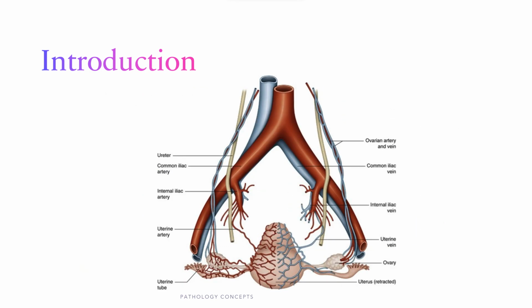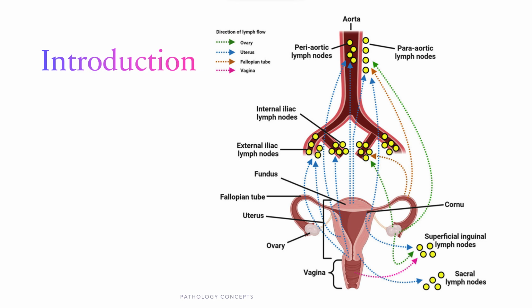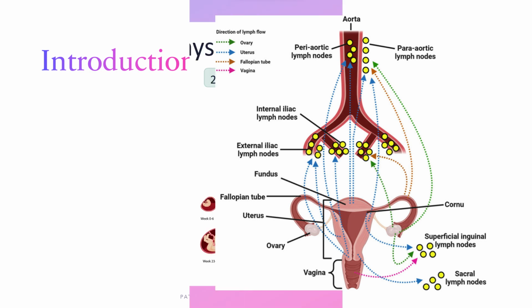The main blood supply to the uterus comes from the uterine artery, which is a branch of the internal iliac artery, and the drainage is done by the uterine vein, which drains into the internal iliac vein. The most important aspect of carcinoma of the uterine cervix is lymph drainage. The fundus is drained into periaortic and para-aortic lymph nodes. All other parts excluding the fundus drain into external iliac lymph nodes and superior inguinal lymph nodes. The cervix drains into external iliac lymph nodes and sacral lymph nodes.